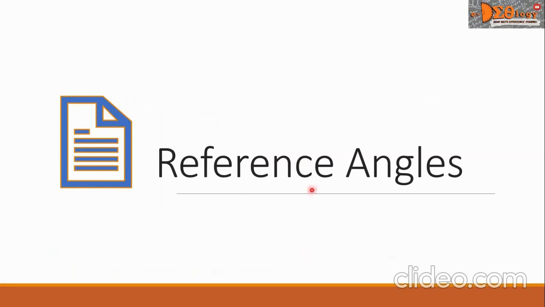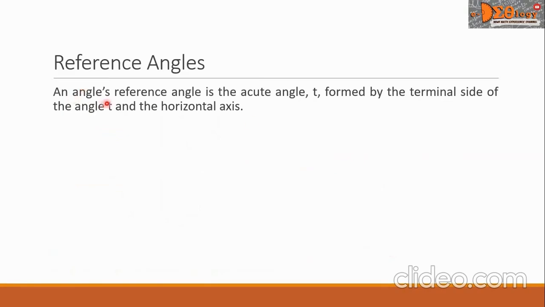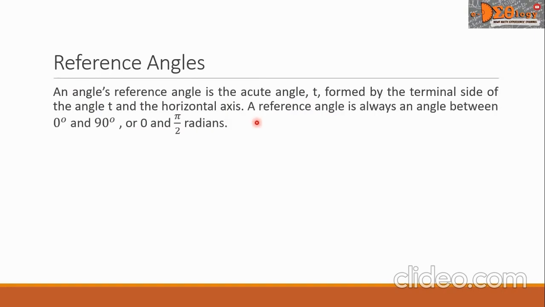Let us go now to reference angles. An angle's reference angle is the acute angle T formed by the terminal side of the angle T and the horizontal axis. This is the x-axis. A reference angle is always an angle between 0 degrees and 90 degrees, or 0 and pi over 2 radians.